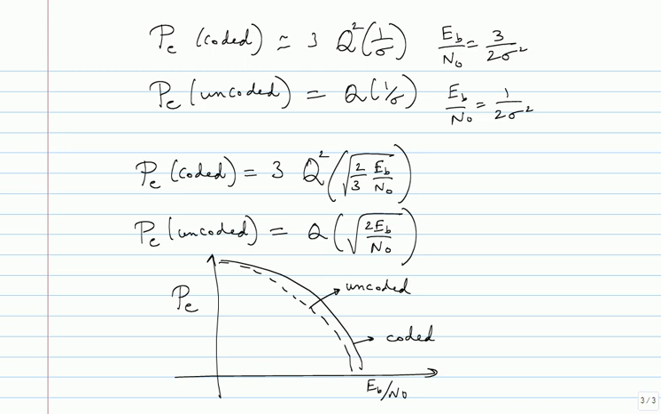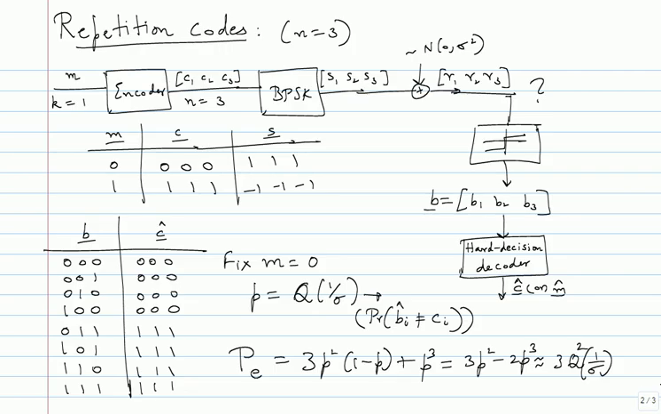But nobody will use SNR. In terms of coding gain, if you want to quantify the actual gain that the system is giving you, you have to use Eb over N0. Okay, so pretty much. All right. So this is what happens in the hard decision decoder. This kind of a system, repetition code with the hard decision decoder, is really bad.